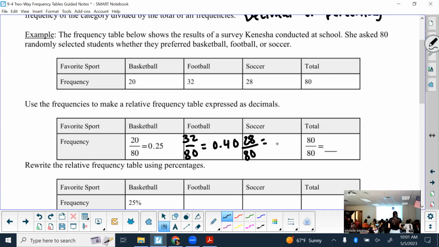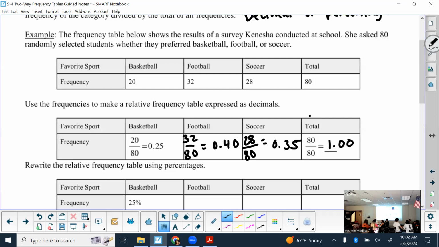Now, what about for soccer? Table 8, what's the decimal? Well, that is right. And then what about for 80 over 80, class? 1. And then again, since we're doing 2 decimal spots, I'll put the zeros. Should my total ever be anything other than 1? It shouldn't. It should always be 1.